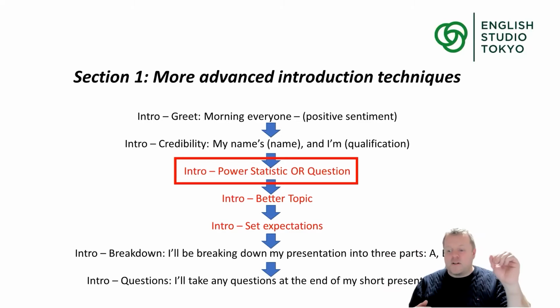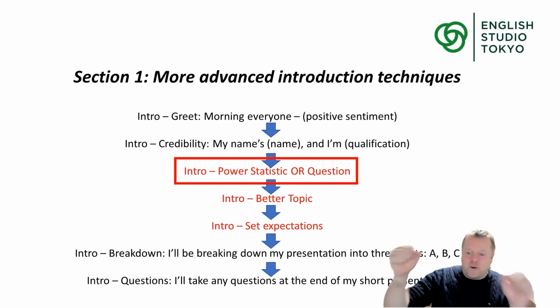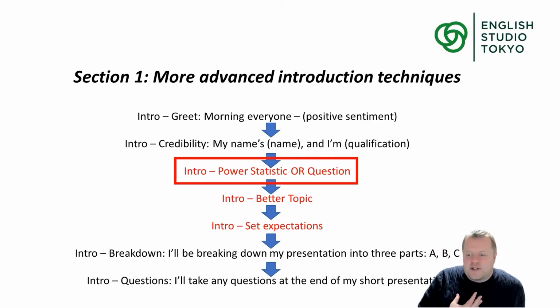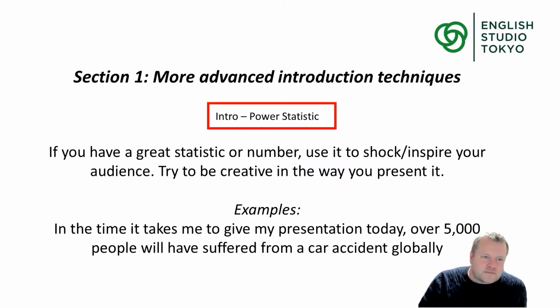If we're going to use a power statistic, that's great. Or we can use a question, but we don't want to use both at the same time. When I give a presentation or when I write a presentation for a client, I generally don't use both of these techniques together. I use either a power statistic or a question. So what's a power statistic?